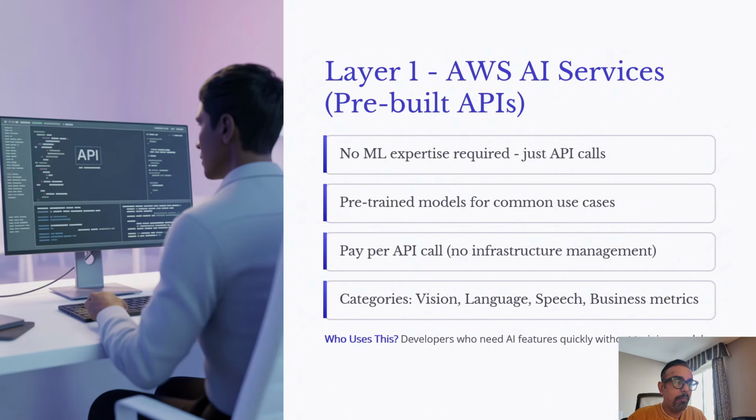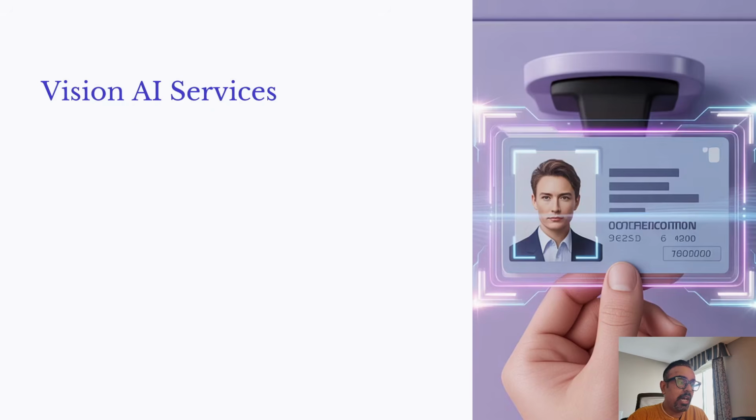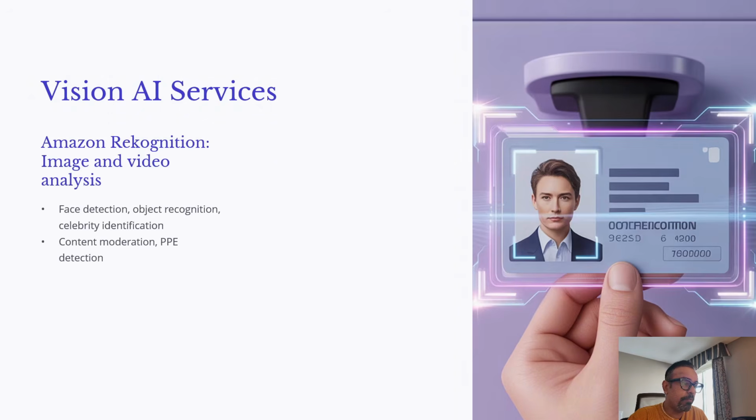Who uses it? Developers who need AI features quickly without training models. If you are building an app and need to add image recognition, sentiment analysis, or speech to text, these services integrate in hours instead of you building by yourself in months. Let's dive into Vision AI services. These services analyze images and videos to extract meaningful information automatically for you.